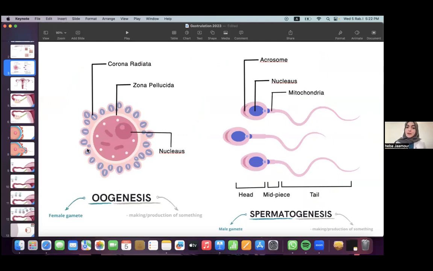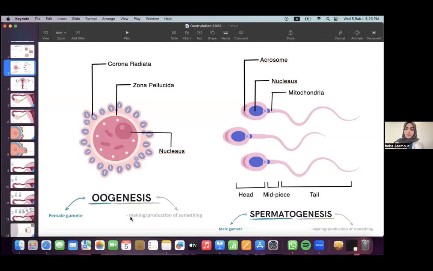You have an ova, which is the female sex cell, okay? And then you have a sperm, which is the male sex cell, right? The process of making the ova is called oogenesis. And oo over here refers to the female gamete, and genesis refers to the making or production of something. Put two and two together, and what will you get? You will get that oogenesis is basically the making or production of a female gamete.